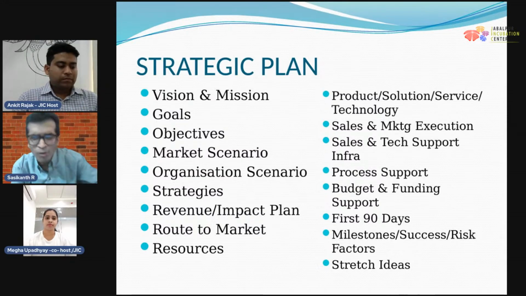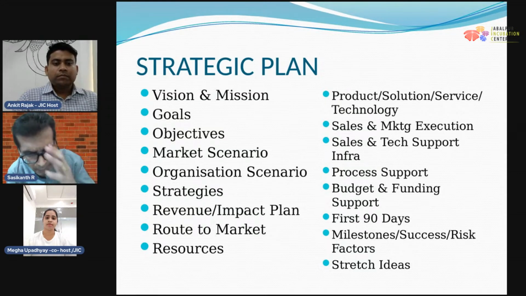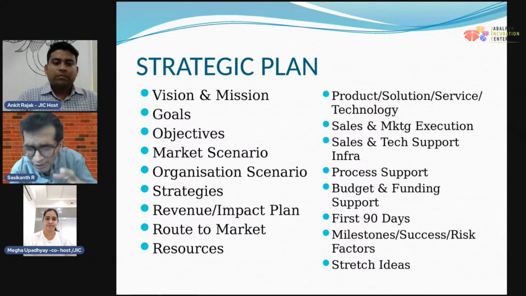I've spent a lot of time on the strategic plan because this is very critical for the company, and this is what the CEO needs to define. And the next two plans, that is the tactical and the operation plan, are fully derived from this plan. So over to the next slide.